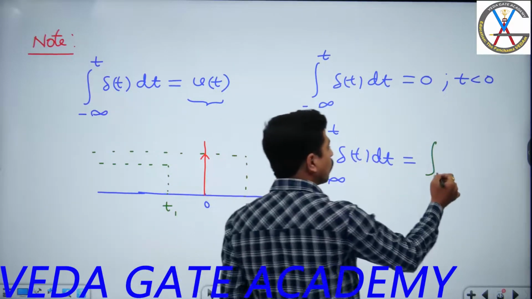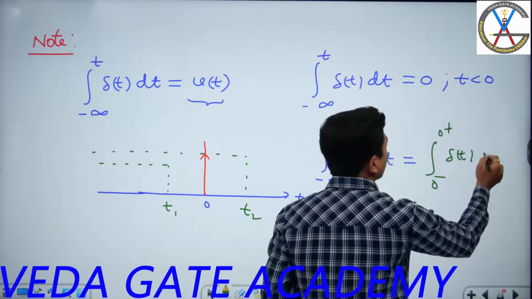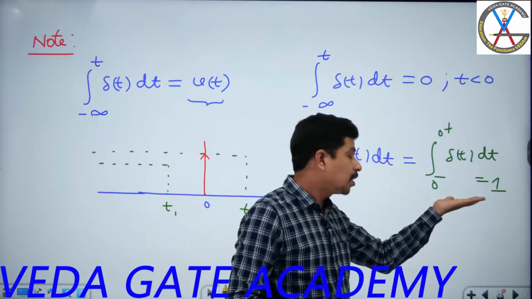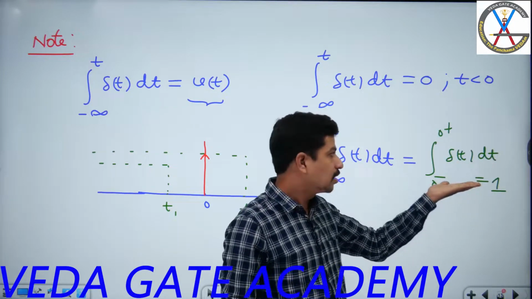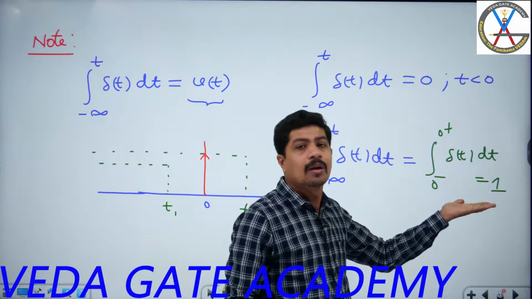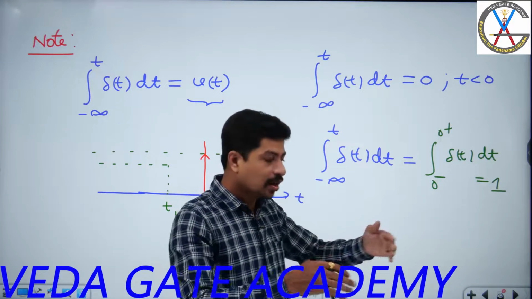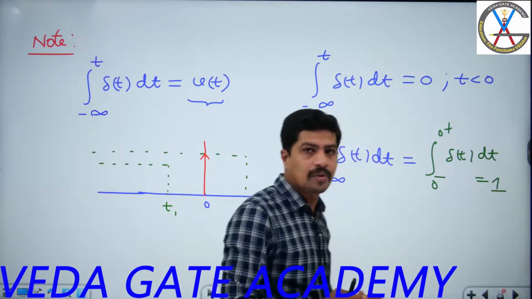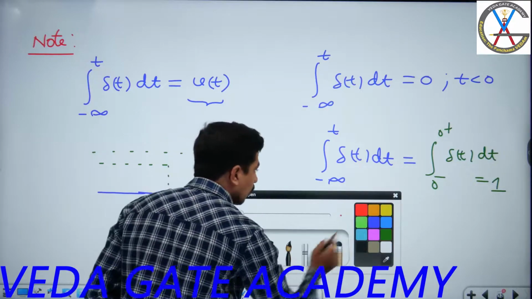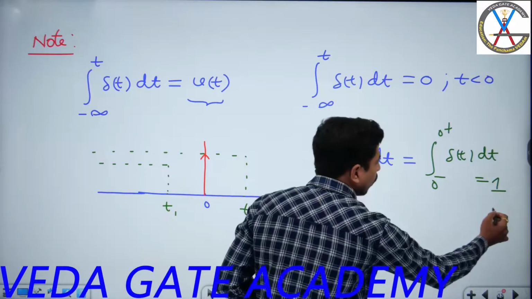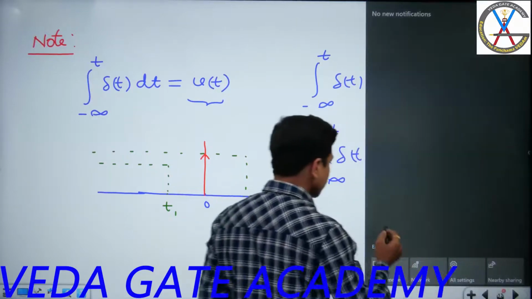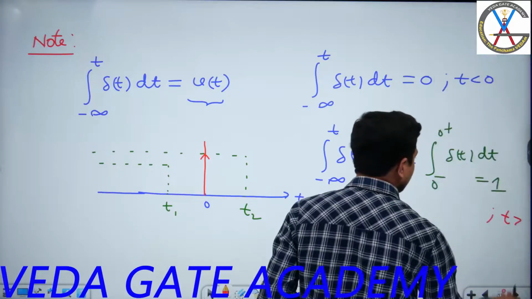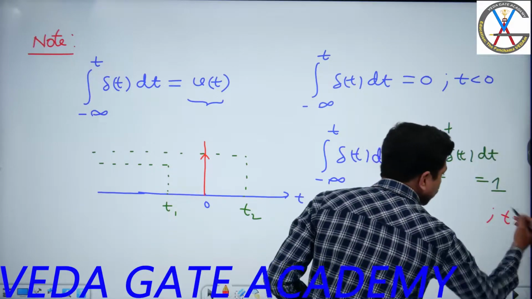Now here, the integral from 0 minus to 0 plus of del of t dt is equal to 1. You know it very well. This is a property or an identity given by the scientists. This is not our proof. Scientists gave this, but we took the practical impulse and saw its area equal to 1. Integration of any signal gives you the area under the curve. So it is equal to 1 for t greater than 0.